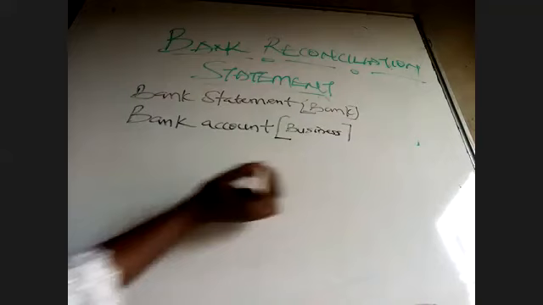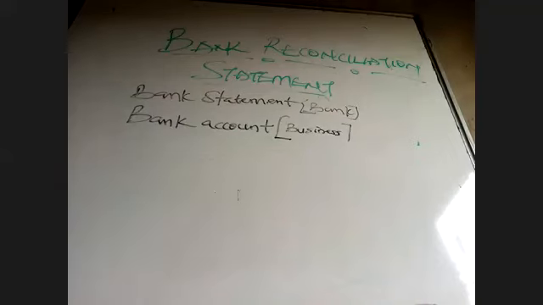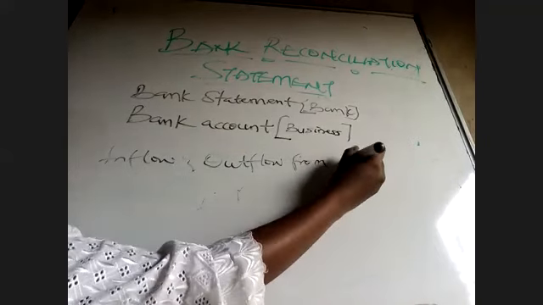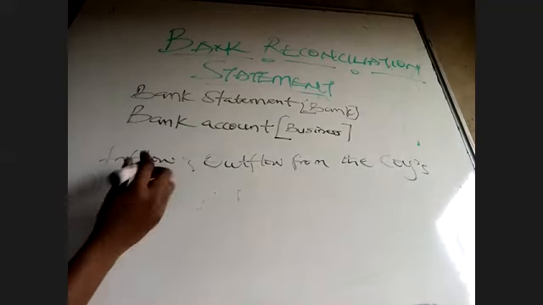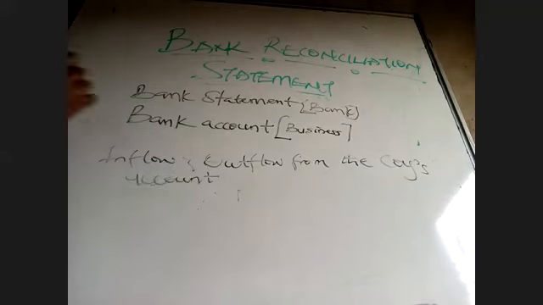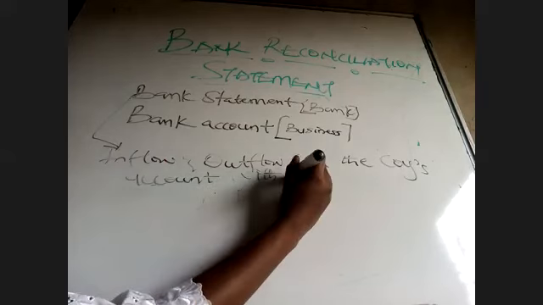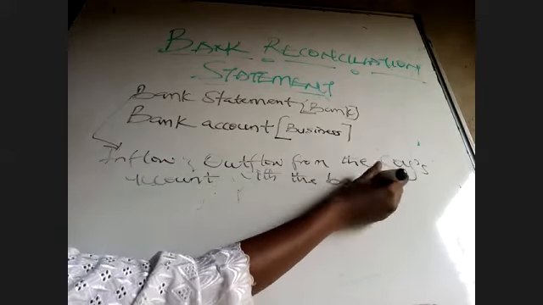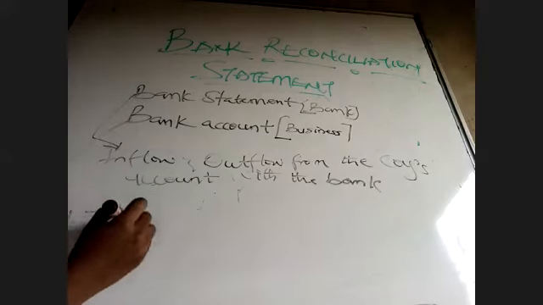So, a bank statement from the company's account. That's what the bank statement will always show: inflow and outflow from the company's account with the bank. The company's account with the bank. So let's note this. Don't let us mix these two things up. But the bank account, that's the inflow and outflow.